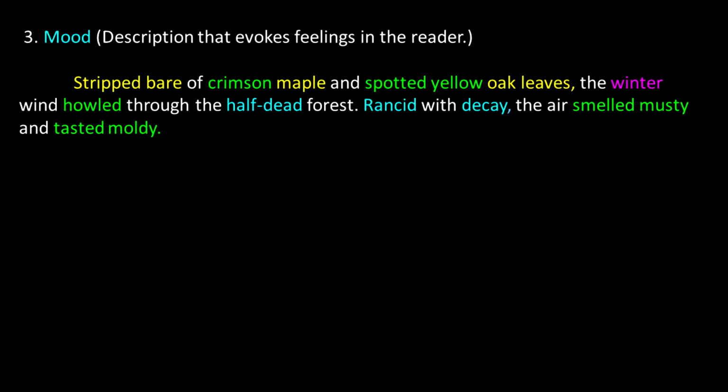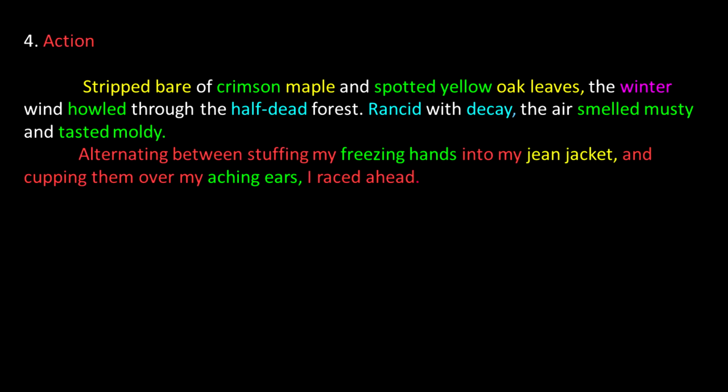Component 3 is put in some mood or description that evokes feelings in the reader. Stripped bare of crimson maple and spotted yellow oak leaves, the winter wind howled through the half-dead forest. Rancid with decay, the air smelled musty and tasted moldy. So we're getting a deeper and deeper picture of what's happening in the story.